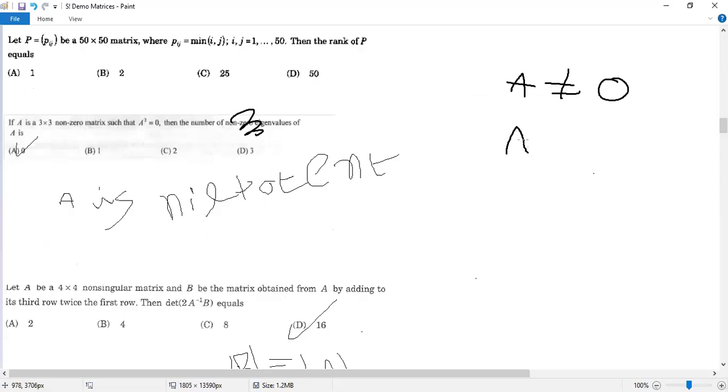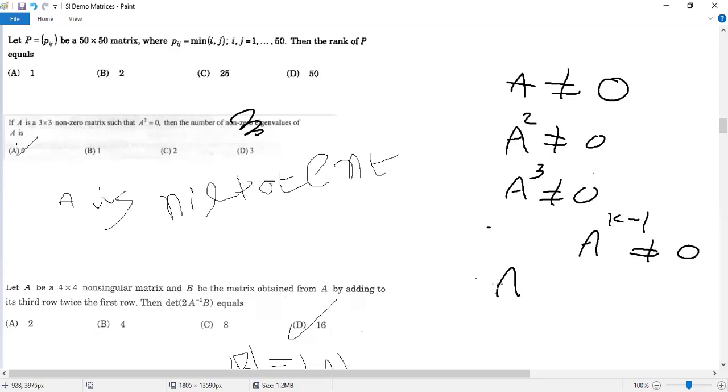k is the least positive integer such that A is not 0, A squared is not 0, A cube is not 0, up to A to the power k minus 1 is not 0, but A to the power k is 0. Once it is 0, all of you know A to the power k plus 1 onwards everything will be 0. Why is it so? Because A to the power k plus 1 is A to the power k into A, and A to the power k is 0, and 0 into anything is 0, and so on.